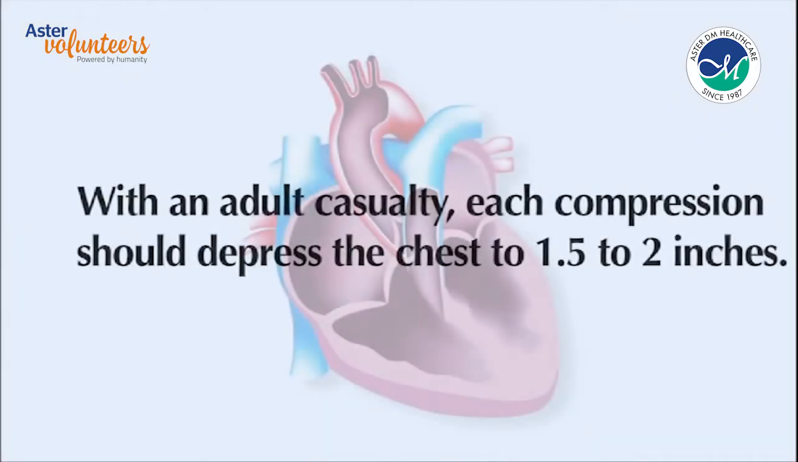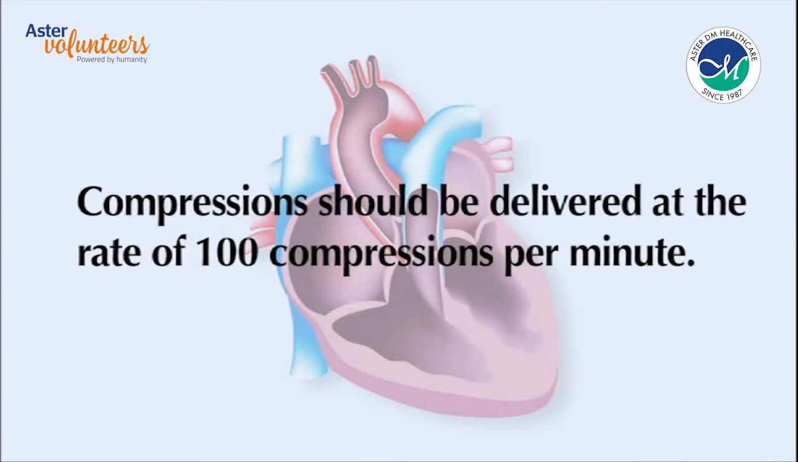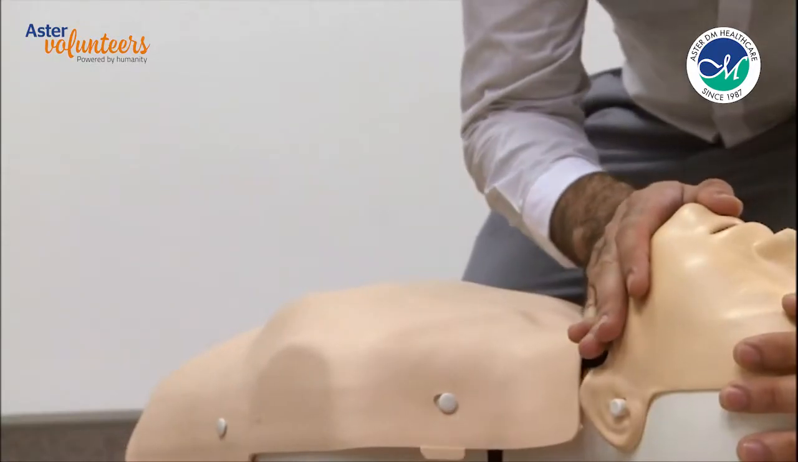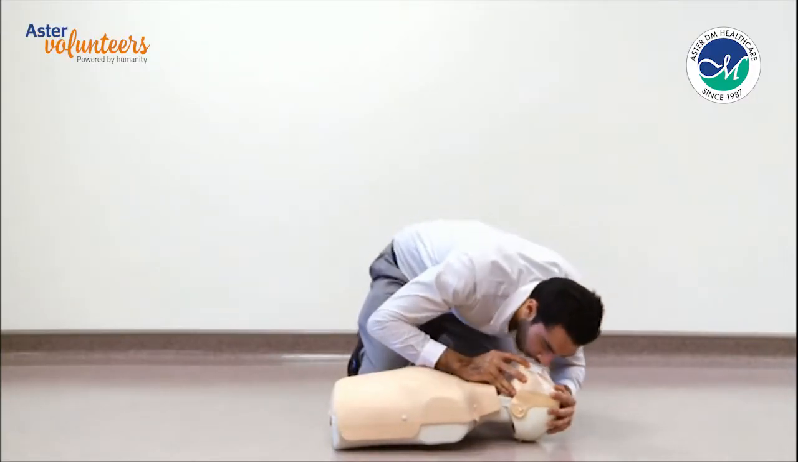With an adult casualty, each compression should depress the chest to 1.5 to 2 inches. Compressions should be delivered at the rate of 100 compressions per minute. After the 30 compressions are given, check that the casualty's airway is clear. Next, 2 rescue breaths should be delivered.